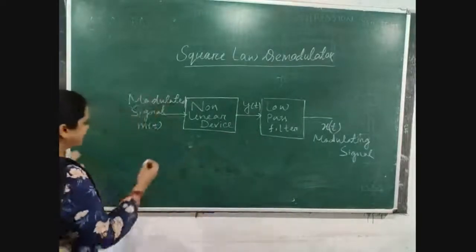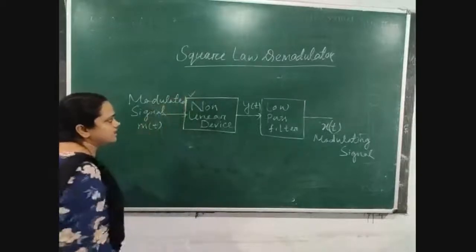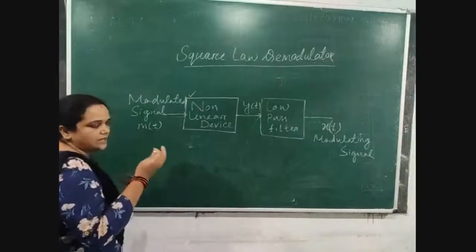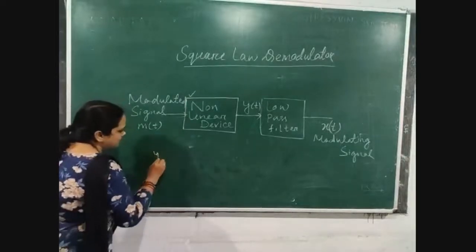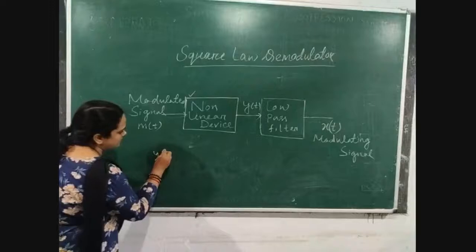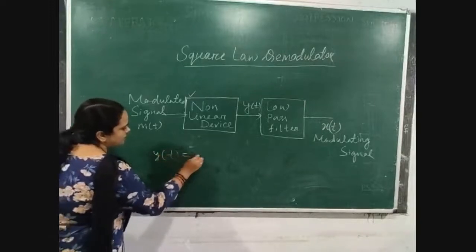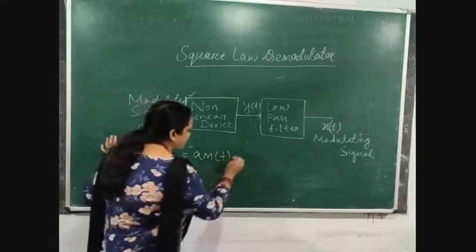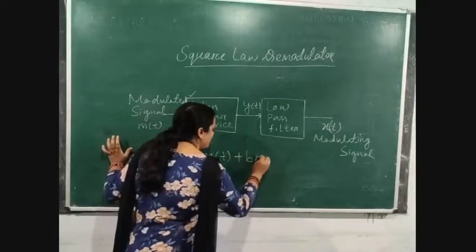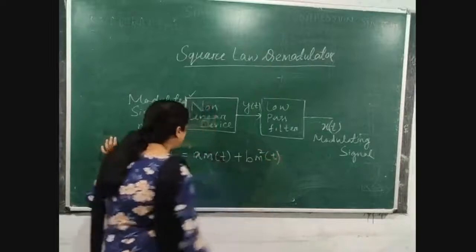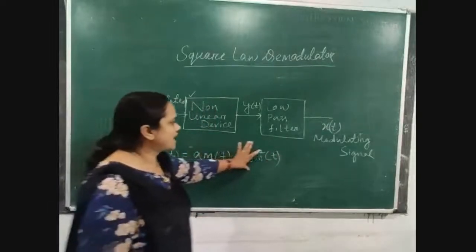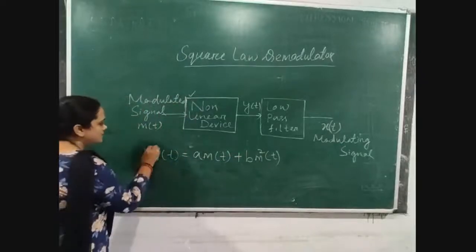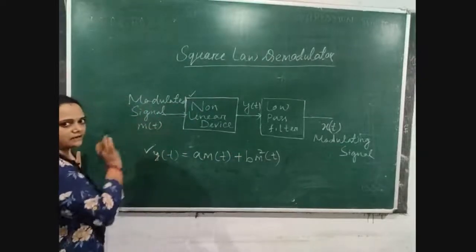As here we use a non-linear device, the relationship between output and input is considered as y of t equal to a m of t plus b m square of t. So this one is the non-linear characteristic representation. Then we solve this equation and we get our output.